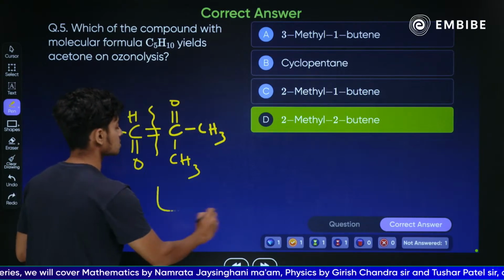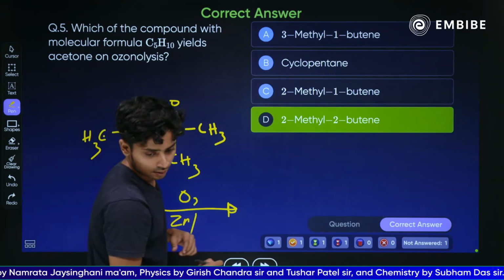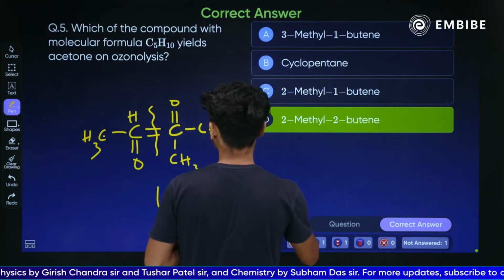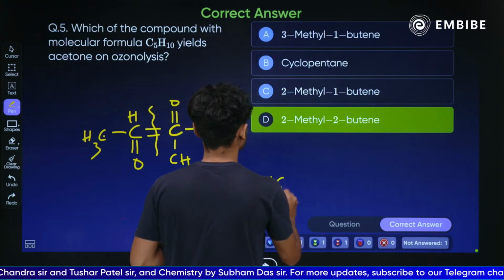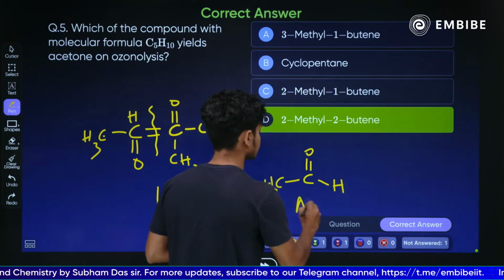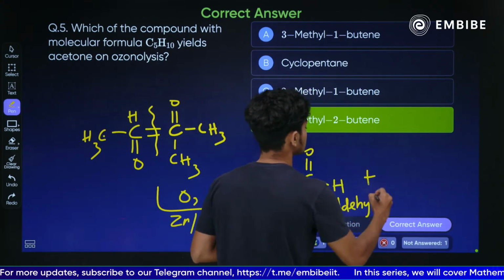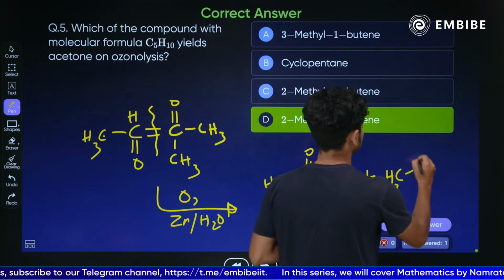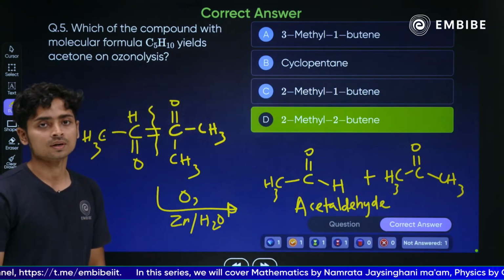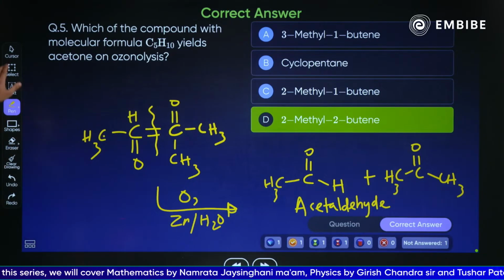If you do this ozonolysis, so O3, Zn, H2O, you should get CH3, C double bond OH, which is your acetaldehyde, plus you get acetone. So these are your two compounds. So option D is correct. Okay, so we'll move on to the next slide.